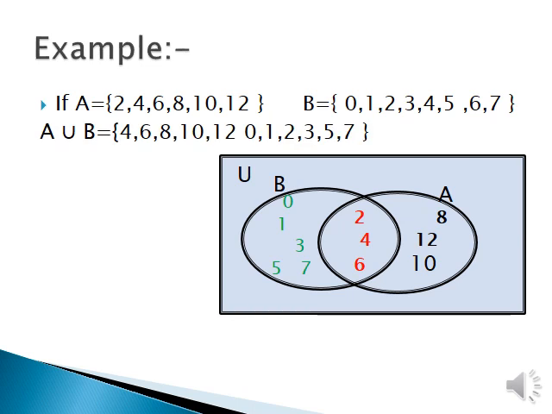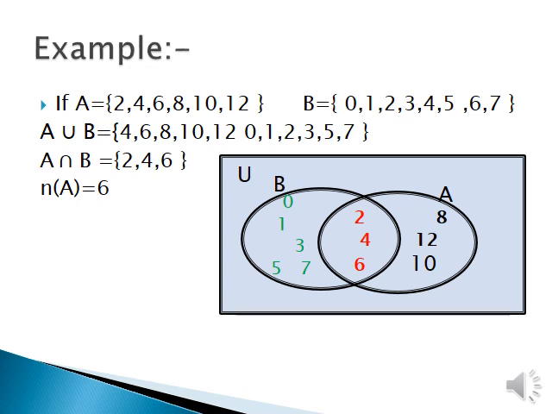So A union B equals all the elements which are present in A and B together. From the Venn diagram it is easy to write the elements. Therefore here we can see properly the elements are 4, 6, 8, 10, 12, 0, 1, 2, 3, 5, 7. And the intersection will be 2, 4, 6.